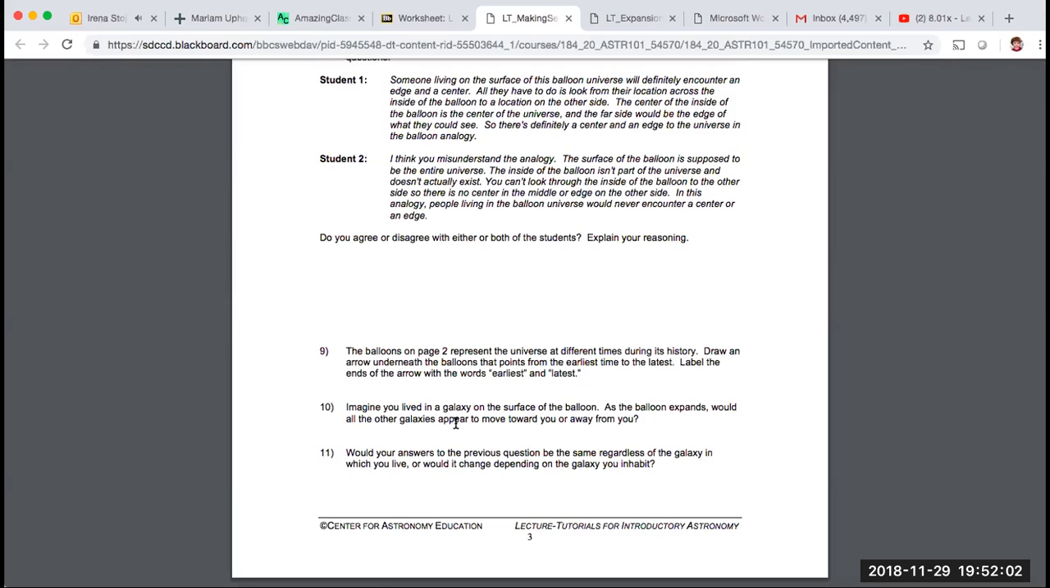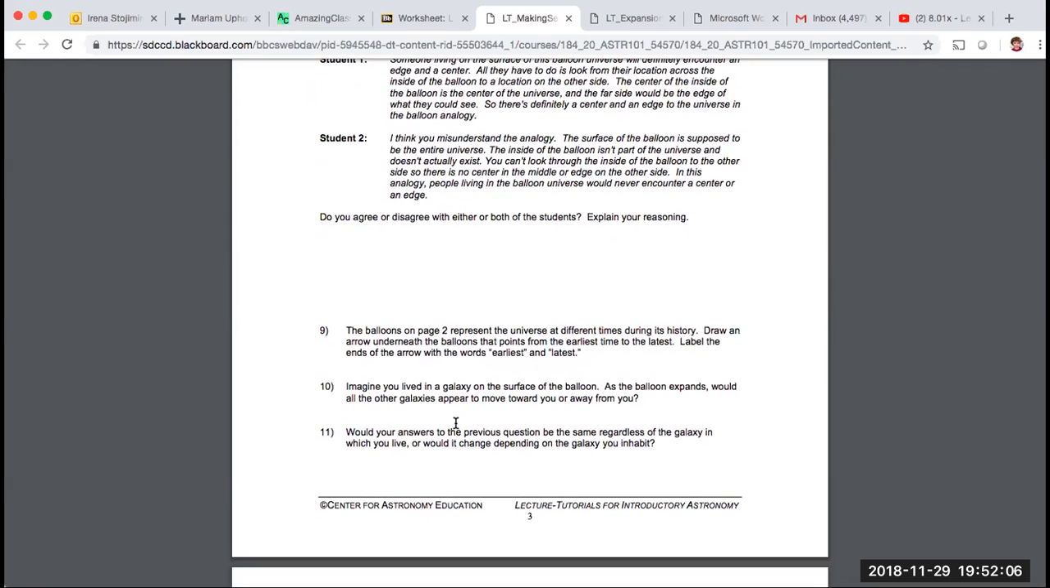Would your answer to the previous question be the same regardless of the galaxy in which you live, or would it change depending? No, the previous question was, imagine you lived in a galaxy on the surface of the balloon. As the balloon expands, would all the other galaxies appear to move toward you or away from you?